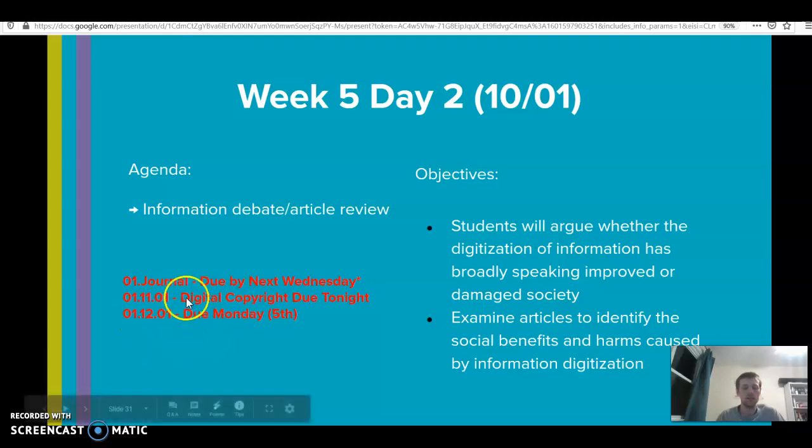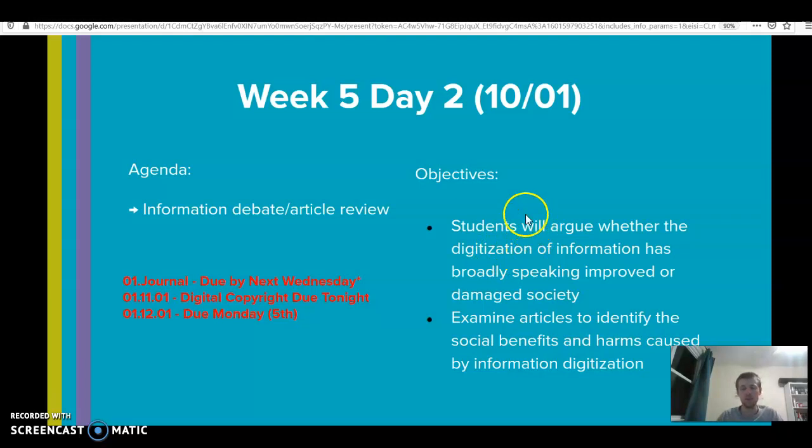And then there's an assignment that we started on today. Many people finished it, which is due by Monday at midnight, and I'll show you that in a second. Our objectives are that you can argue whether digitization of information has broadly speaking improved or damaged society, and examine articles to identify social benefits and harms caused by said digitization.